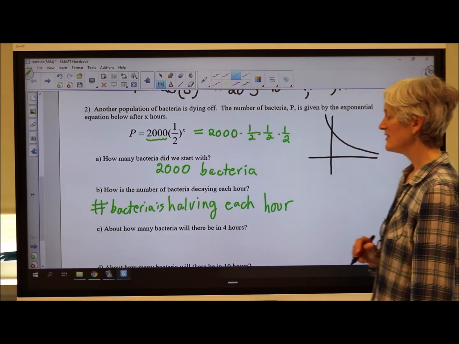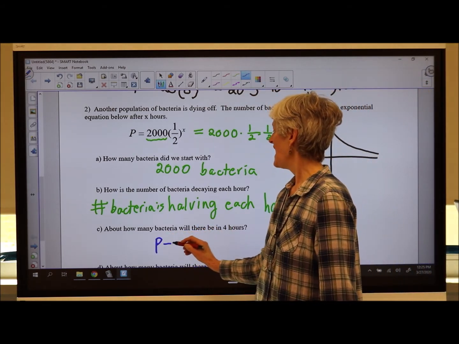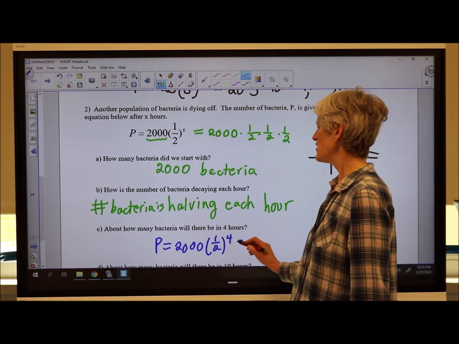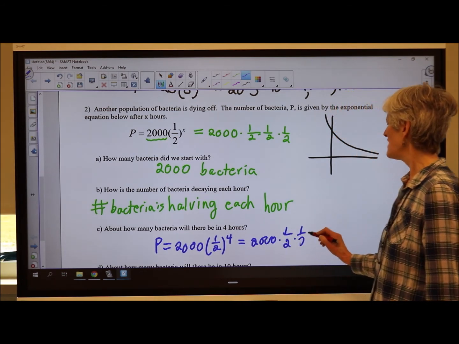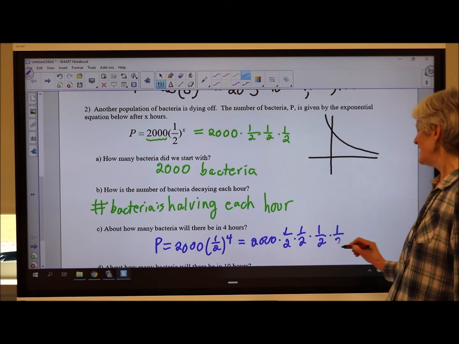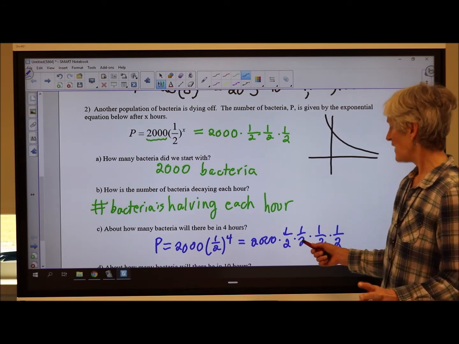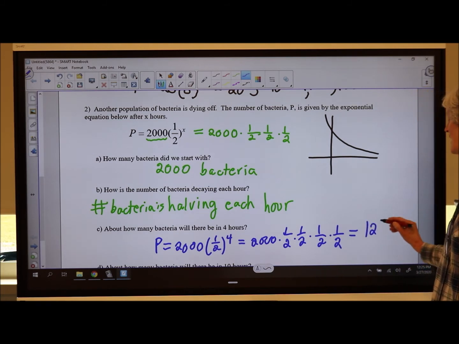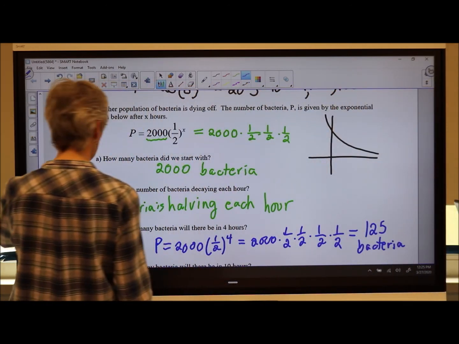About how many bacteria will there be in 4 hours? Hey, we can simply replace the x with a 4. You can do this in your calculator, but I always like reminding ourselves, it's times 1/2, times 1/2, times 1/2, times 1/2. Let's try this in our head. Half of 2,000 is 1,000. Half of 1,000 is 500. Half of 500 is 250. Half of 250 is 125. But you could do that in your calculator as well. Okay? Let's see if there's another question.